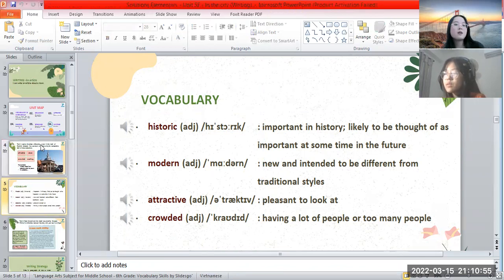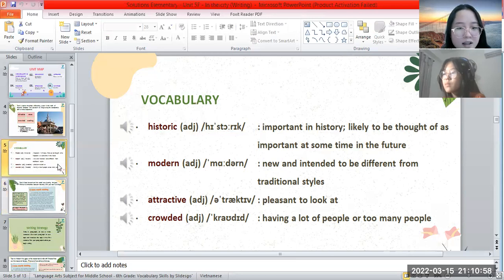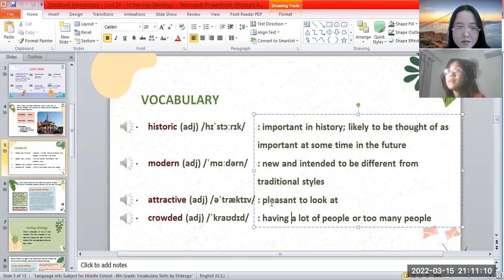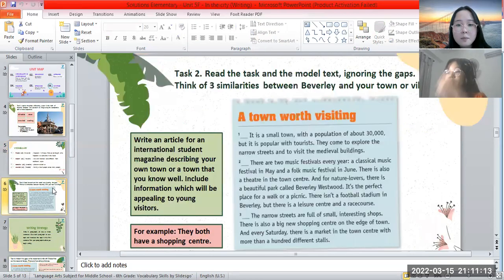Okay, very good. Now move on to the next one. So these are some new words for today's lesson, like historic and modern, but we know attractive and grounded already from the last lesson. Okay. Now, look at the first task of the writing.